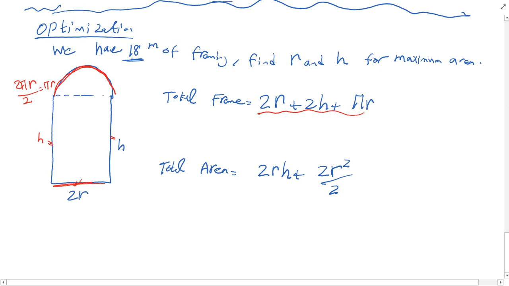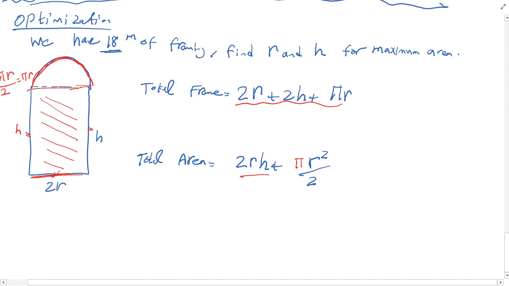In the calculation of total area, it would be the 2r here times h, which would be the area here, 2RH, plus the area up there. The area up there is pi r square divided by 2, and this will be the area of the semicircle.